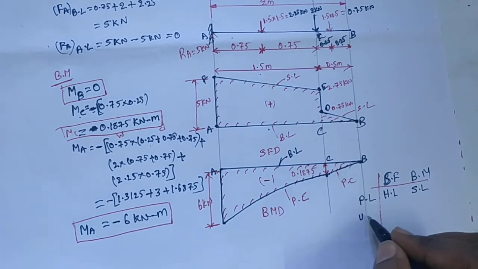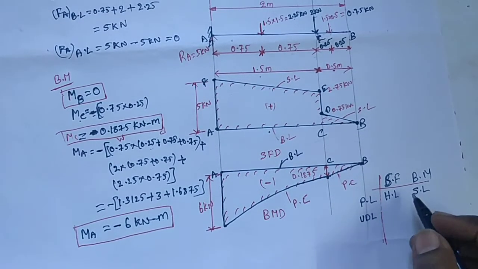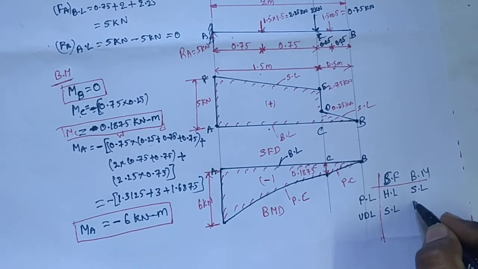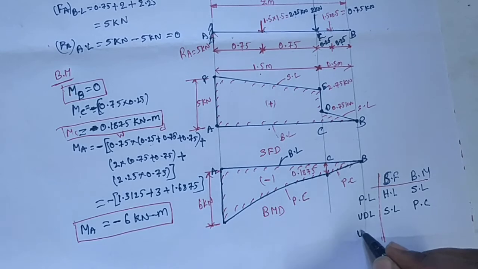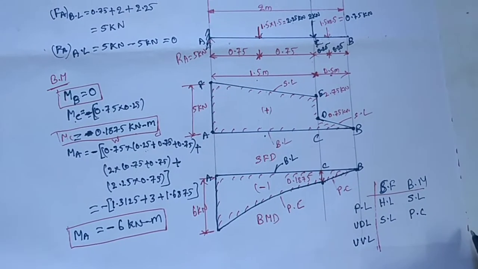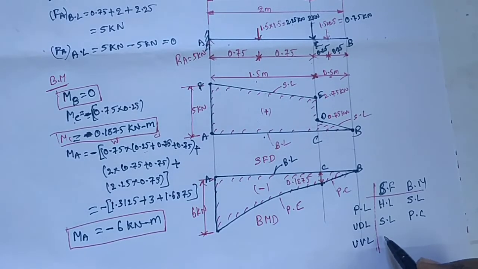Suppose when acting UDL, the shear force variation from one point to another is a straight line, and the bending moment diagram is a parabolic curve. Suppose we are acting UVL, that is uniformly varying load. Here the shear force from one point to another is a parabolic curve, and the bending moment diagram is represented by a cubic curve. It is one of the important points to draw the shear force and bending moment diagrams.